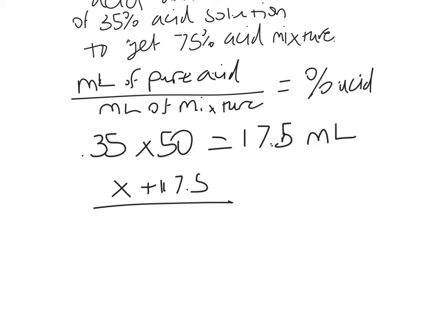And that is going to be divided by the X that we're adding plus the 50 that we already have. That's going to give me 75%. Exactly.